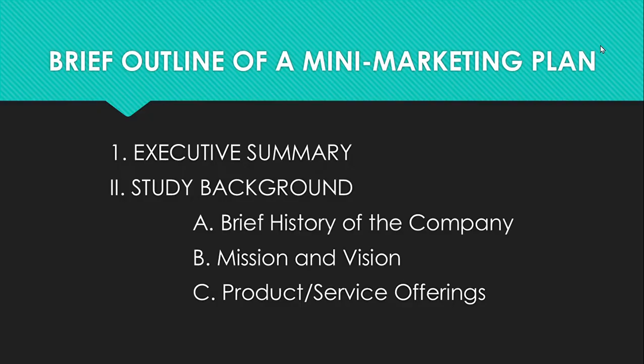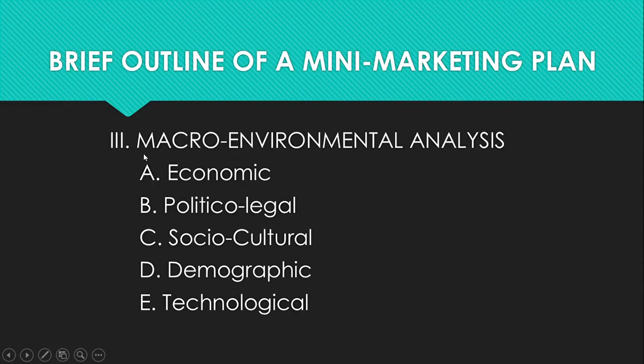So the first part is the executive summary. Okay, so what is in the executive summary? I will later explain to you how to make an executive summary. So the second part will be the study background, and this consists of a brief history of the company, and then the mission and the vision, and product and service offerings. The third part is the macro environmental analysis.